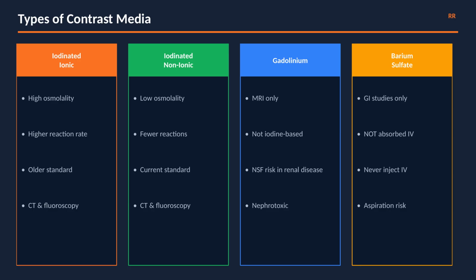Barium sulfate, oral or rectal use only, never intravenously. Barium is insoluble and causes severe peritonitis if it leaks into the abdominal cavity. Used for gastrointestinal studies: upper GI, barium enema, swallowing studies. Gadolinium, used for MRI contrast, not iodine-based. Risk of nephrogenic systemic fibrosis in patients with severely impaired kidney function. And water-soluble oral agents, used when perforation is suspected or when barium is contraindicated.